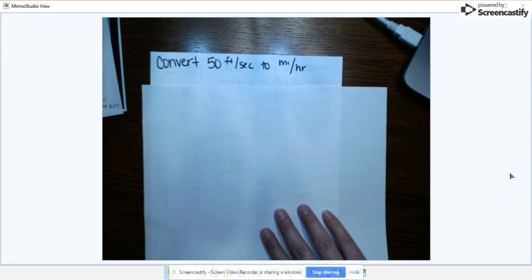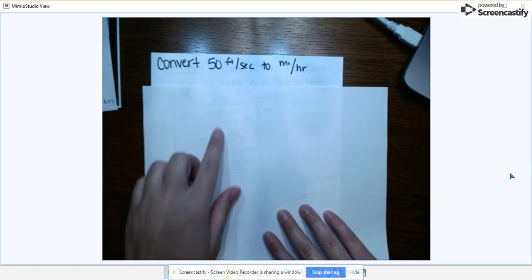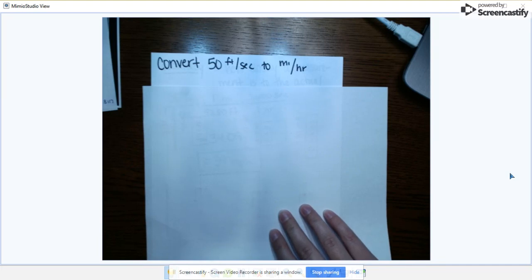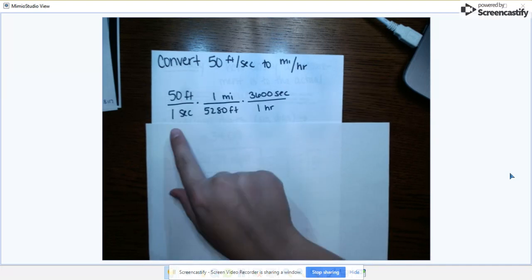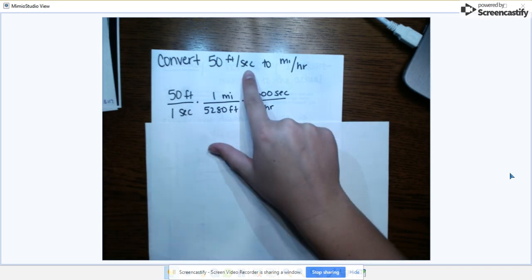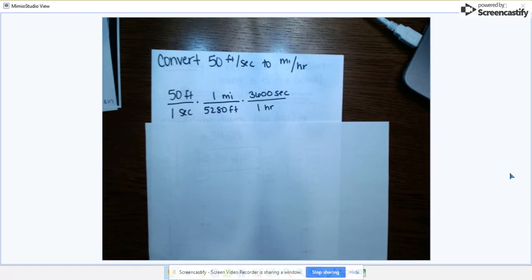We're going to look at another example where we have more than one label. So we have 50 feet per second, and we want to change to miles per hour. So again, start with 50 feet per second. This time we have 1 second on the denominator because we have a label in the denominator. Then we have to choose to either change feet to mile or seconds to hours first. It doesn't matter the order. So I went ahead and changed feet to mile.